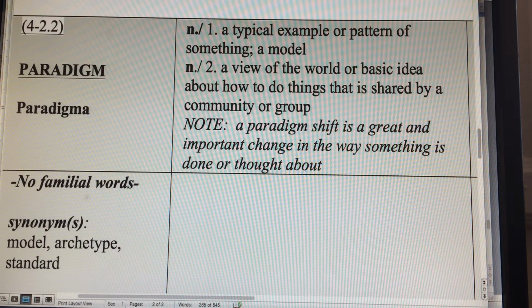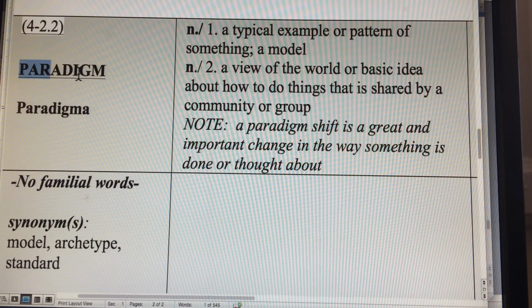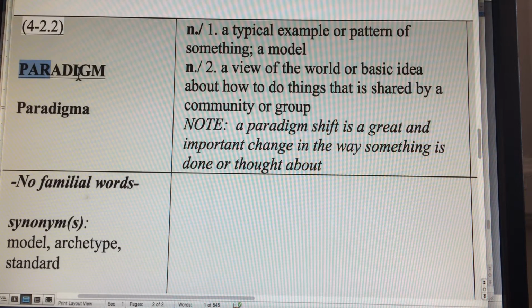Paradigm has 3 syllables, and the emphasis or stress is on the first syllable, pair, like a pair of socks. So we say paradigm. The G is silent, and the I is a hard I. It's like 2 nickels make up a dime. So it's the same dime sound. So we say paradigm. Paradigm.